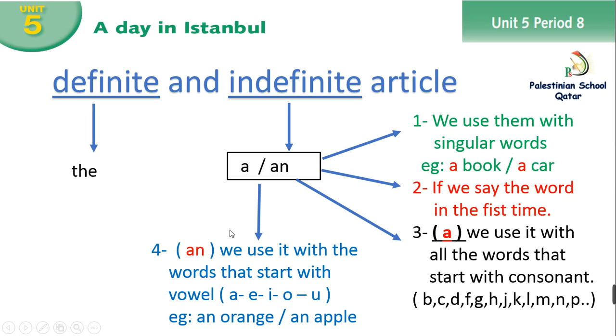Now, number four, we use an with words that start with a vowel, a, e, i, o, u. For example, an orange, an apple. So we use an with a word that starts with a vowel. We use a with a word that starts with any letter in English except the vowels. And the two, a and an together, we use them with singular words only. We don't use them with plural. And we use them if we mention the word for the first time, or if we mention the word and it is unknown to the listener or the reader.